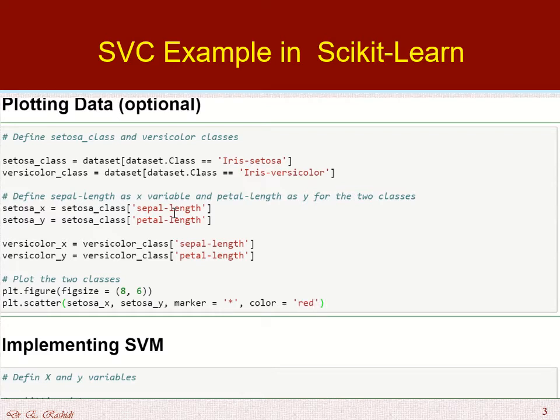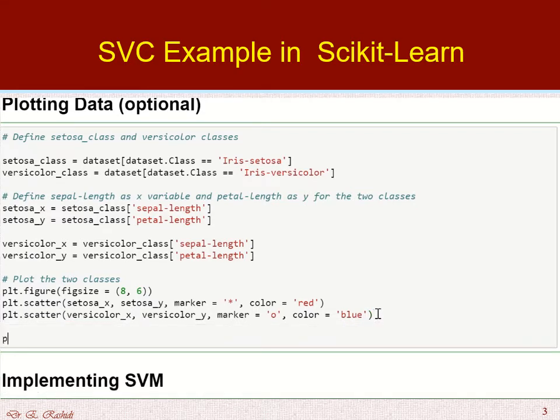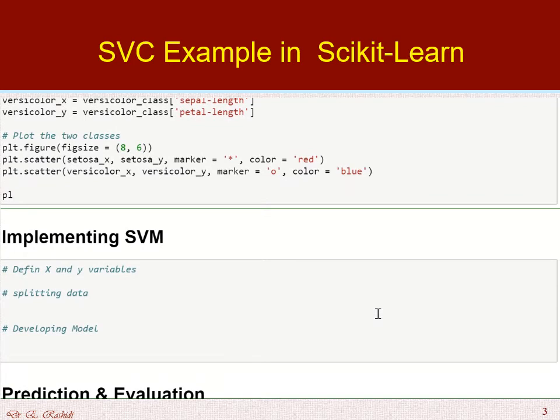And we're going to specify this also for the versicolor class. So this is versicolor. And the marker we want it to be a small circle, and color we want it to be blue, for example, for distinction. All right. So let's now see the plot.